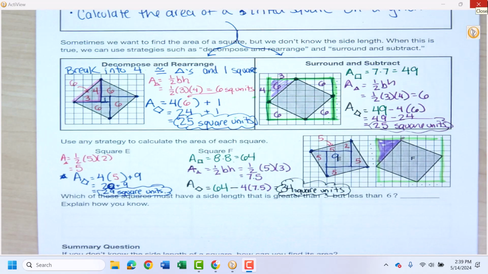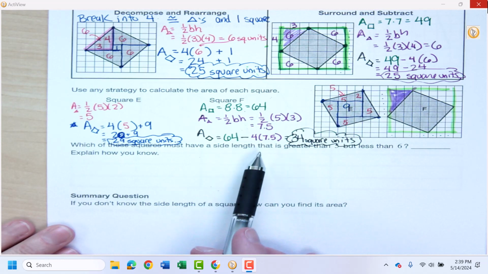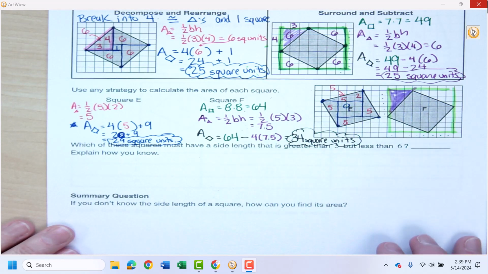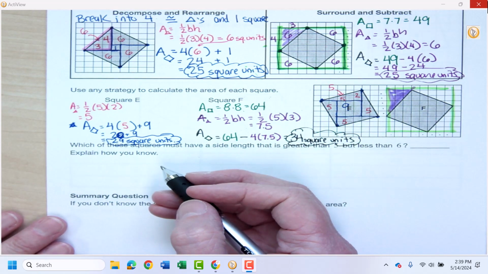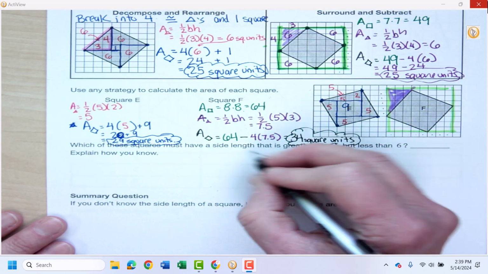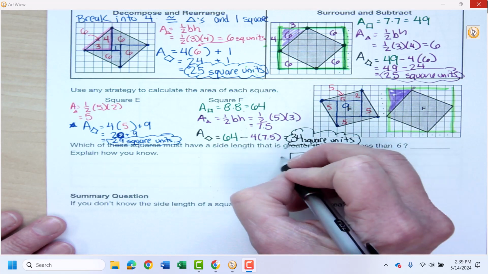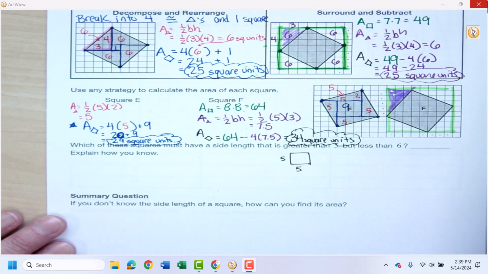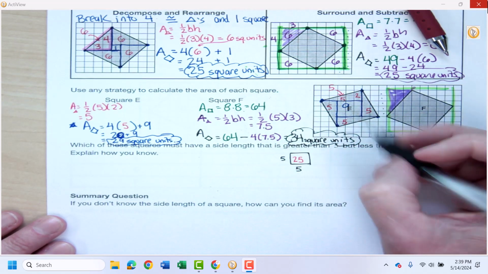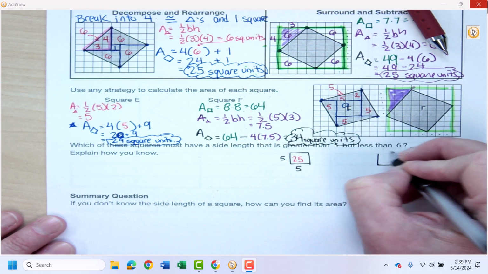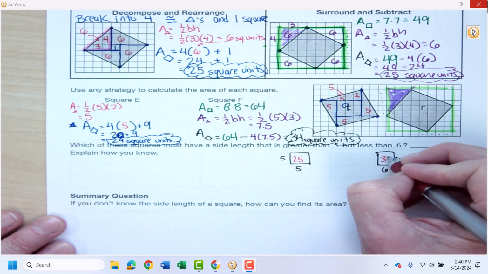All right. There's a few last things to point out. Which of these squares must have a side length that is greater than 5 but less than 6? Greater than 5 but less than 6. And explain how we know. Well, if we had a side length that was 5, then the area would be 5 times 5, or 25. If the side length was 6, should have made that a little bigger, then the area would be 36.